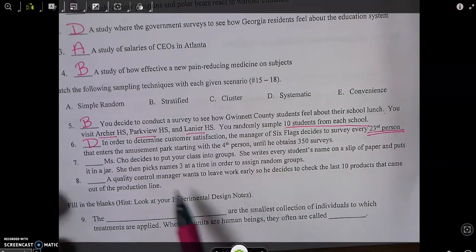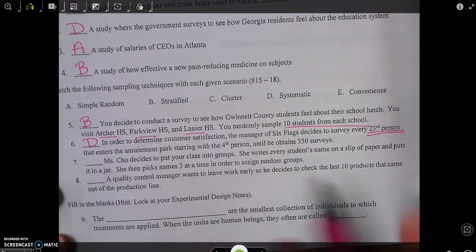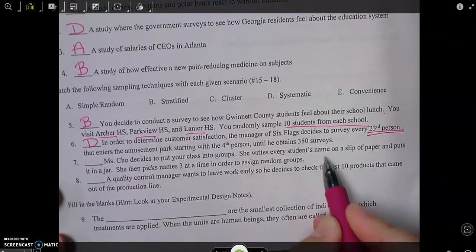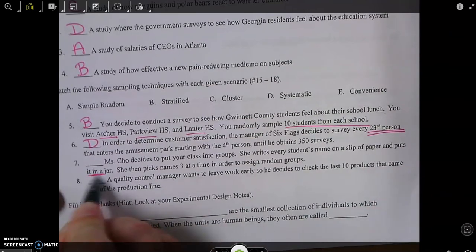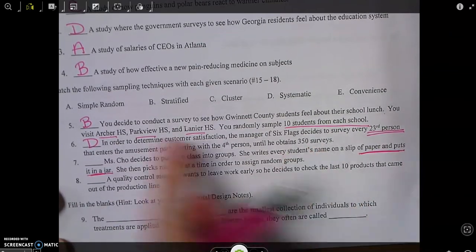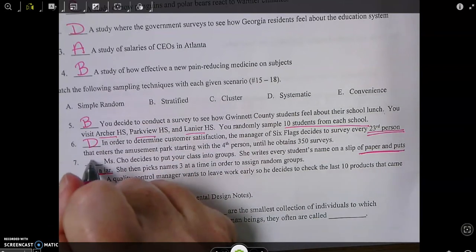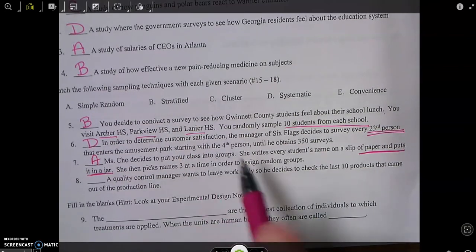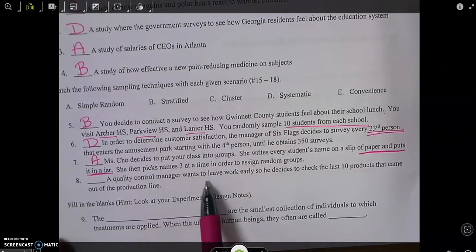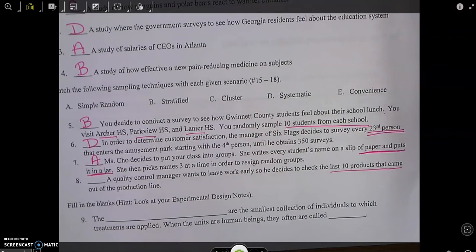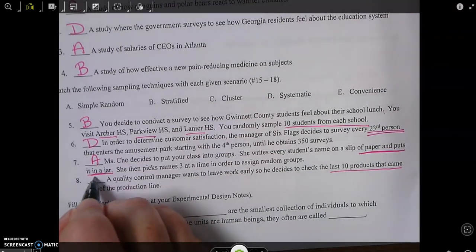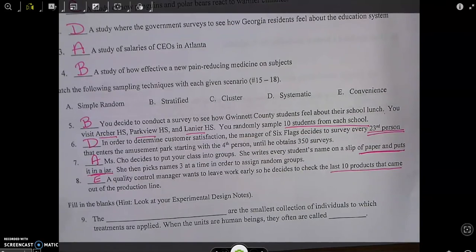Okay, and then number 7, Ms. Cho decides to put your class into groups. Okay. And this one you gotta be careful. She writes every student's name down on a slip and puts it into a jar. Okay, that is simple random. Okay, you want to be careful. She's getting them into groups. Okay, a quality control manager wants to leave work early, so he decides to check the last 10 products to come out of the production line. This is actually going to be a convenience because he wants to get it done fast to go home.